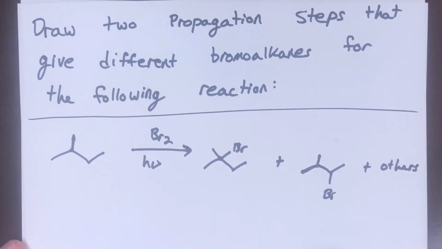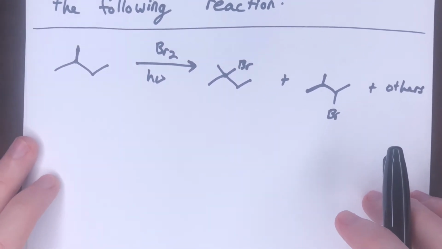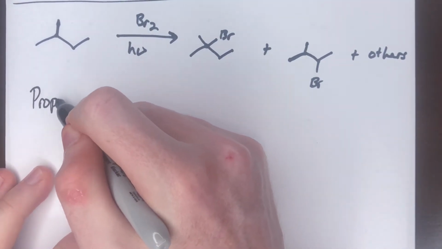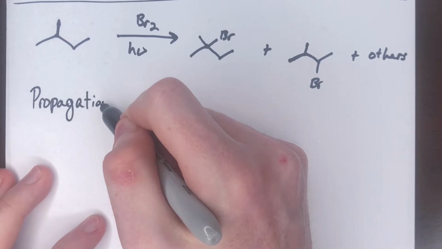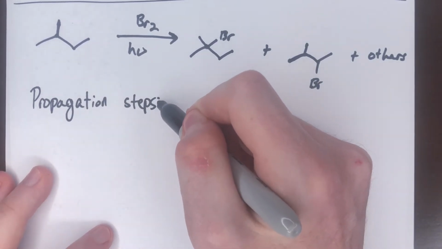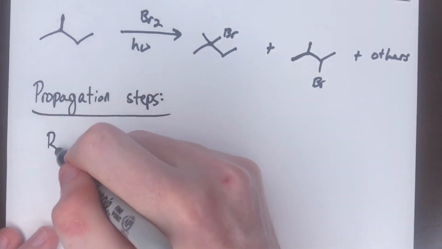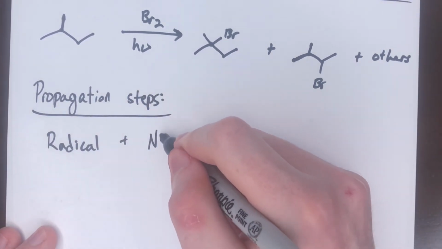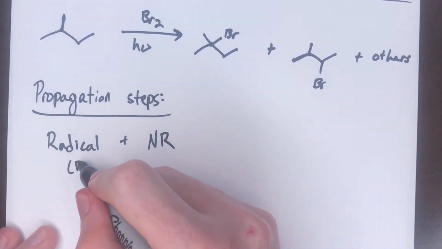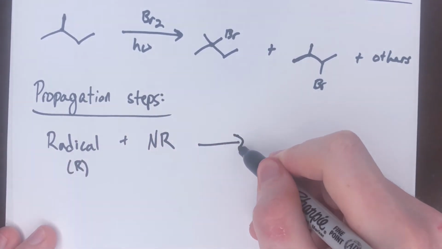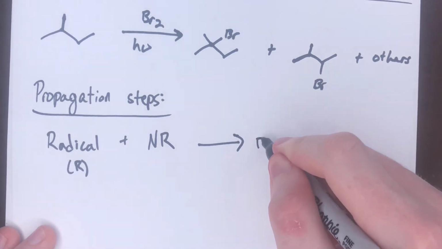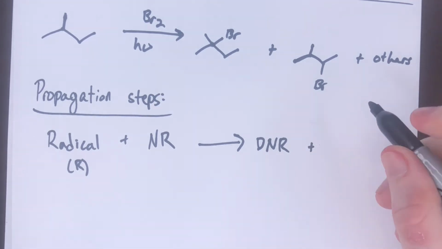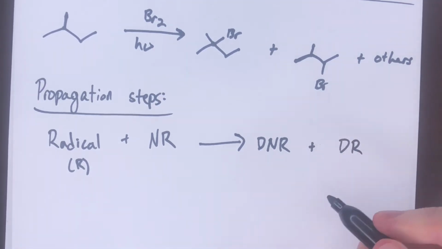So we're specifically asked to draw the propagation step. So we need to recall a few things. One, the propagation step involves a radical and a non-radical, right? So a radical as a reactant plus a non-radical, so I'll just say NR now. So radical R plus non-radical makes a different non-radical, so D NR, plus a different radical, D R.